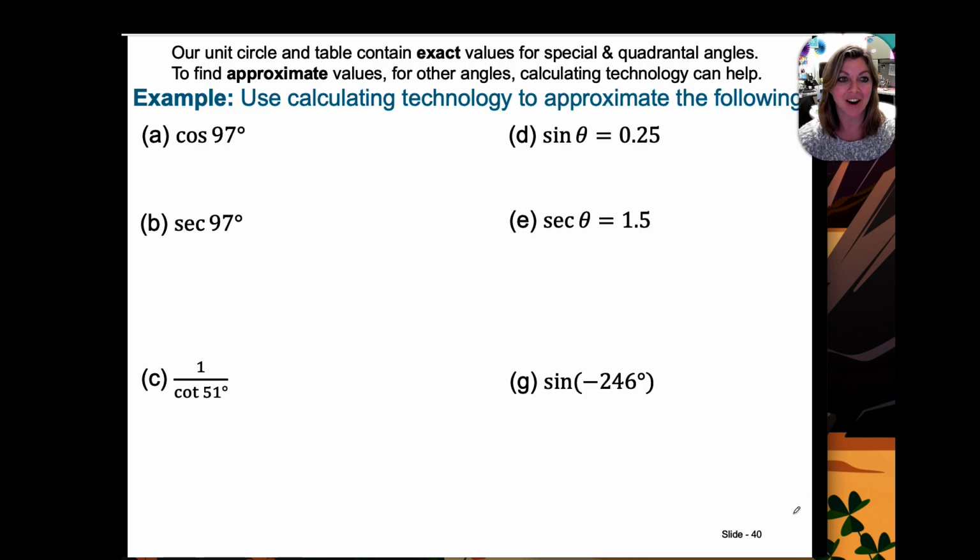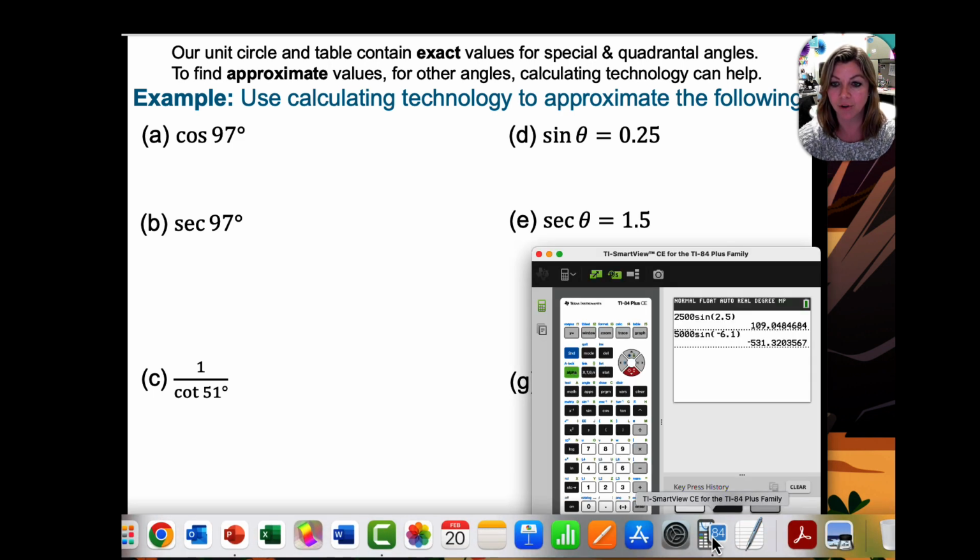All right, our unit circle and our table contain the exact values for the special and quadrantal angles. But to find approximate values for other angles, we're going to use calculating technology. So let's practice with this. Use calculating technology to approximate cosine of 97 degrees. Get my TI-84 out.